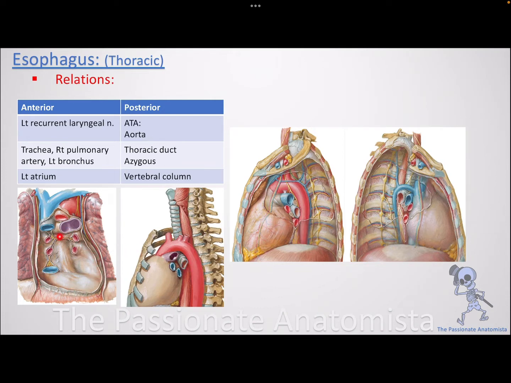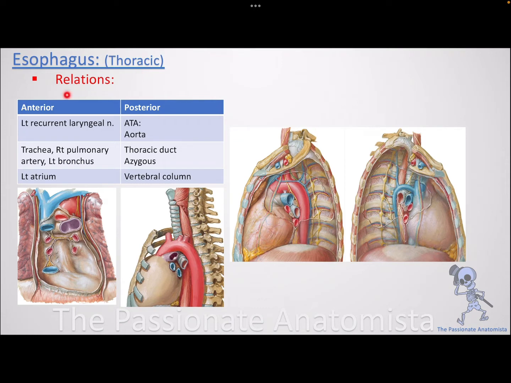Remember that this is your heart. The base of your heart is what faces the tubes at the back. So the left atrium is related to the esophagus. Can you guys see the bulging of the esophagus here? So this is basically your left atrium. It's the base of the heart. So here, these are the anterior relations to the thoracic esophagus.